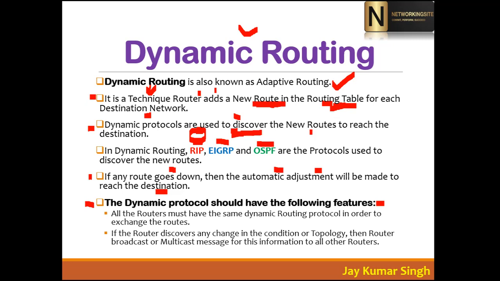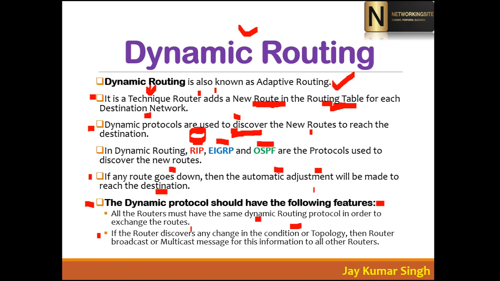It's very simple. If I'm communicating in English, you should also communicate in English so we can understand. It's not that I'm talking in English and you are talking in French, so we cannot understand. You will not understand my language and I will not understand yours. So dynamic routing says the routing protocol must be the same to exchange the information. And if the router discovers any changes in the conditions or topology, then the router broadcasts or multicasts the information to all the routers for a new update.